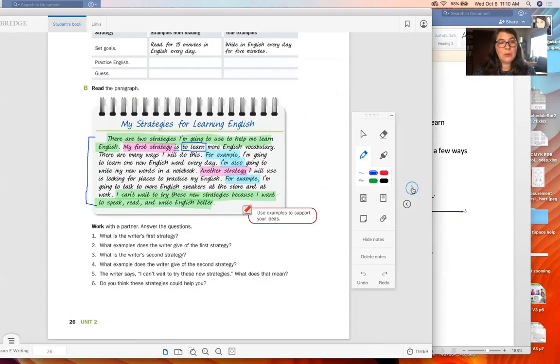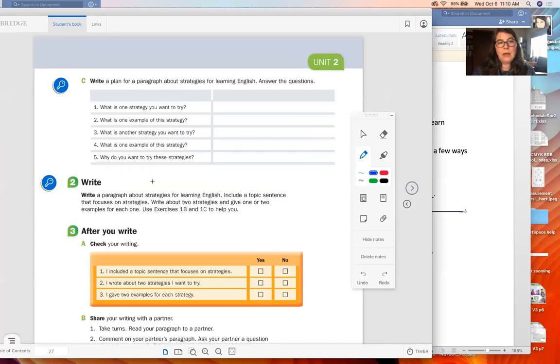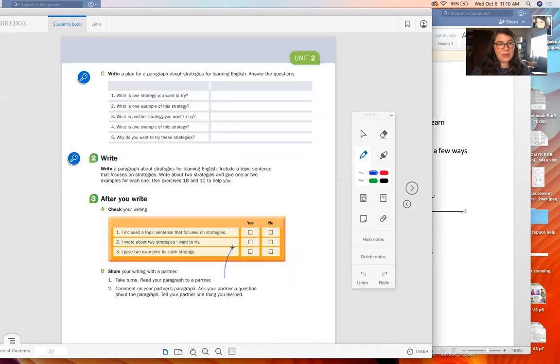So this is your homework. This is what I want you to do. This part up here, you can just stop and look at this, take out your notebook and think about different strategies for learning English. Is there any strategy that you learned recently? Any tip or website that you like to use? So write down one strategy and then an example. A different strategy, a second strategy, and one example. And then why do you want to try these? That's your conclusion.